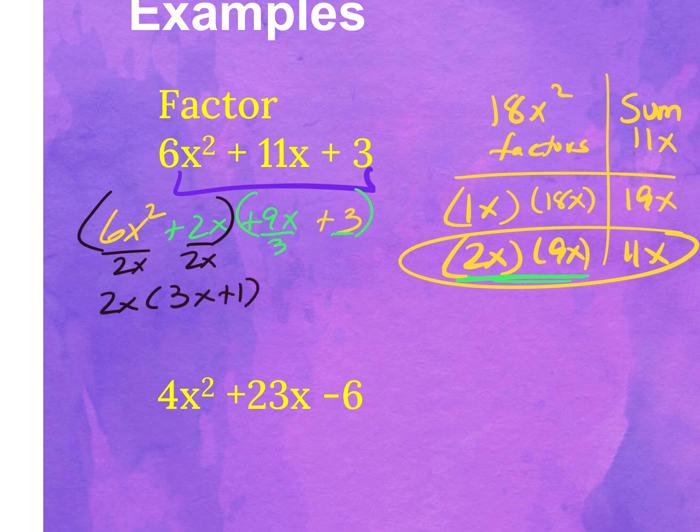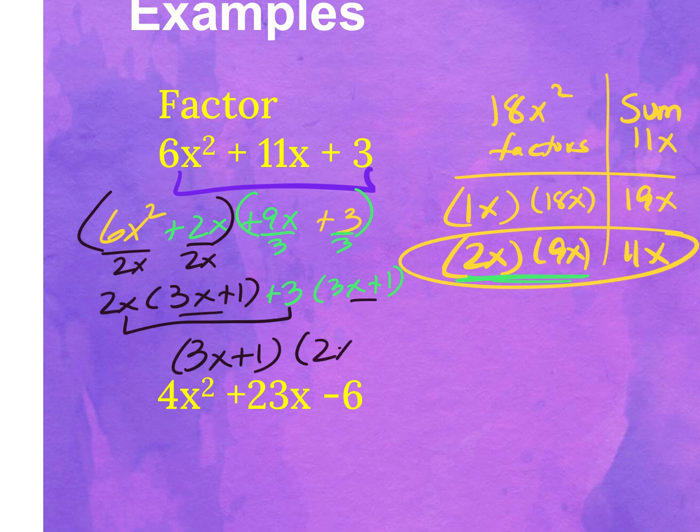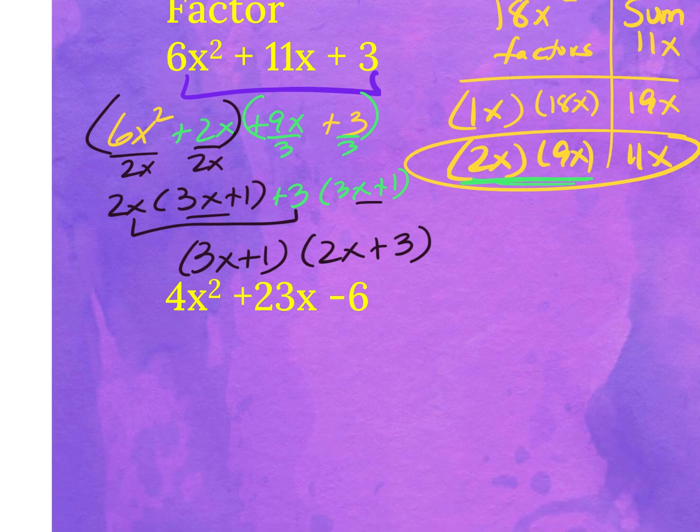GCF of green will be 3. Divide. And now take what's the same, the 3x plus 1. And then take the two GCFs and group those together. And you're done. One last example.